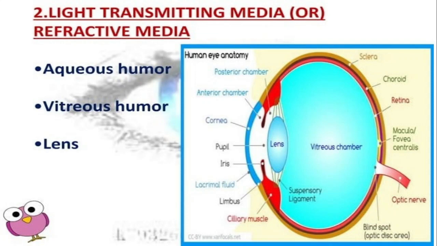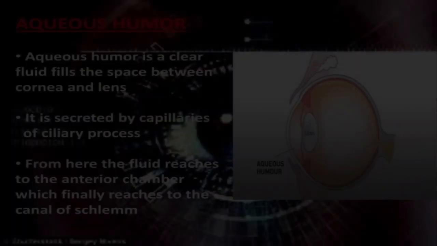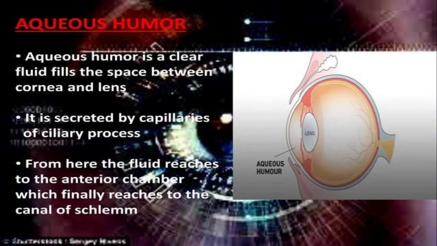Light transmitting media, or refractive media. In the eye, refractive media have three parts: aqueous humor, vitreous humor, and lens. Aqueous humor. The aqueous humor is a clear watery fluid that fills the anterior chamber of the eye, located between the cornea and the lens. It is produced continuously by the ciliary body, a structure located behind the iris. The aqueous humor provides several functions, including maintaining the shape of the eye, providing nutrition to the lens and cornea, and removing waste products.